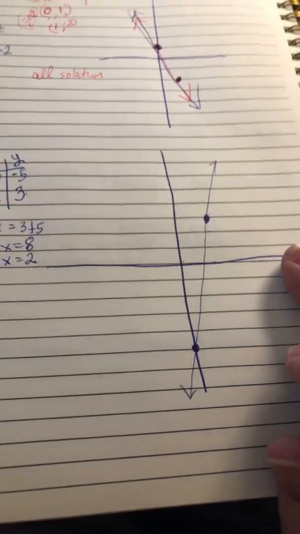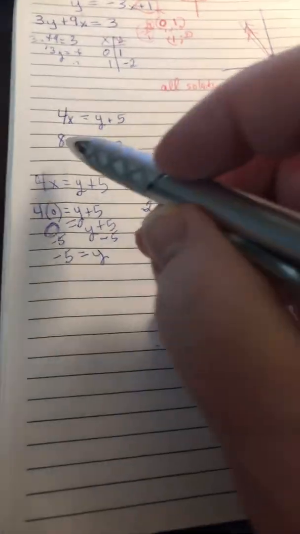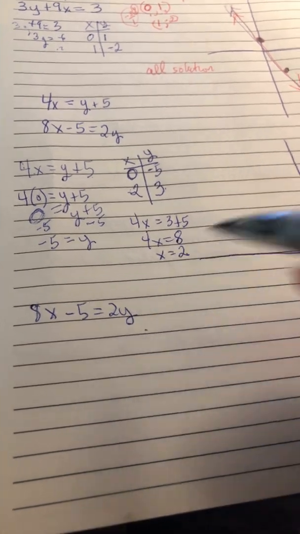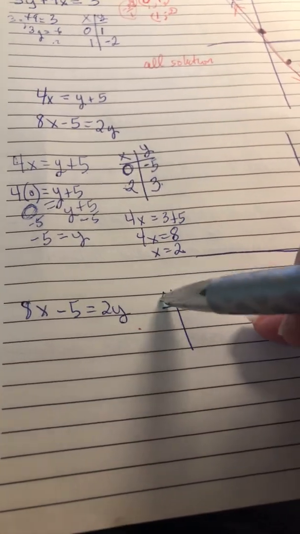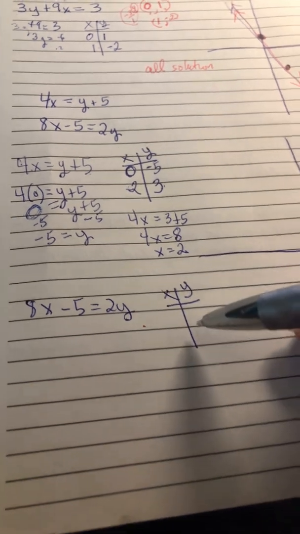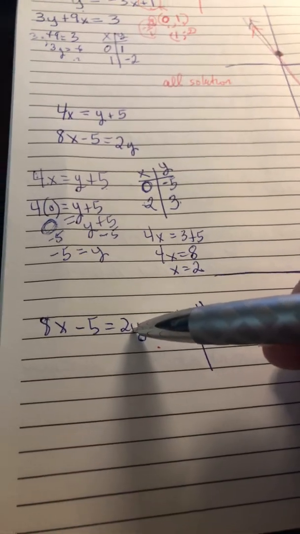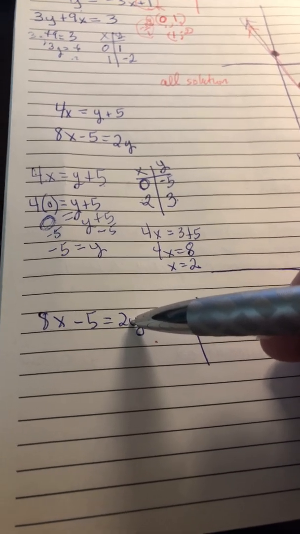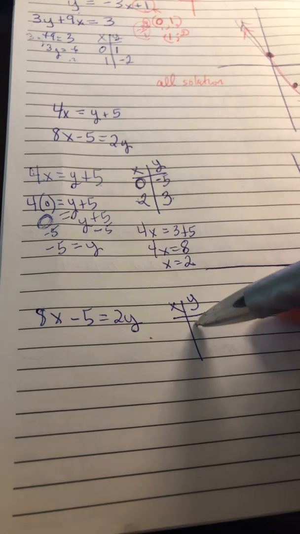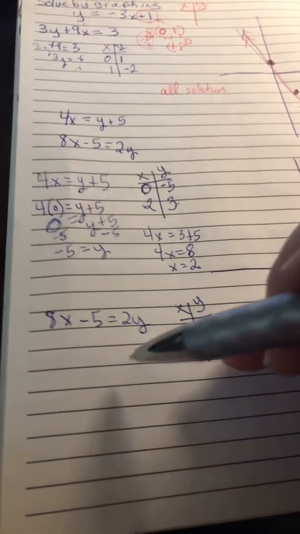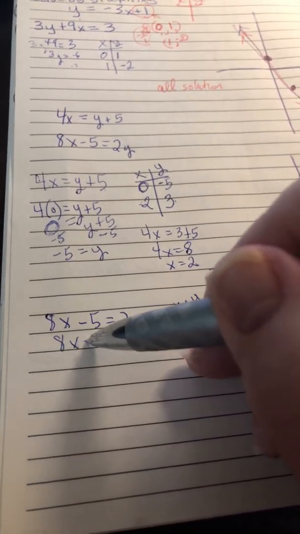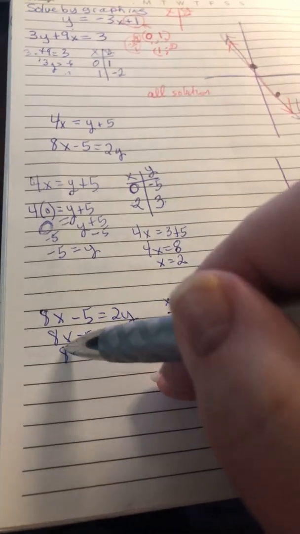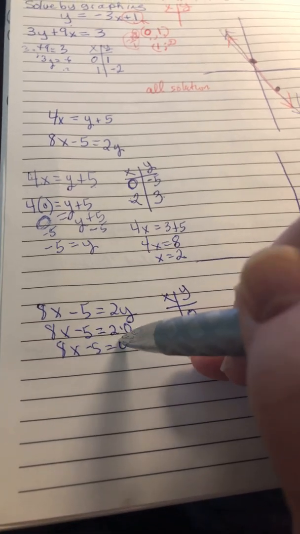Okay. Now, we'll go to the other equation. 8x minus 5 equals 2y. And we can, again, start off with solving some equations. So when I look at this, what if y is 0? Let's see what would happen. So we'd have 8x minus 5 equals 2 times 0. Let's see, 8x minus 5 equals 0.